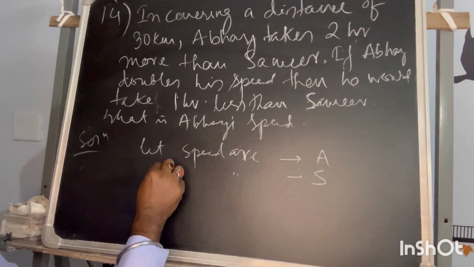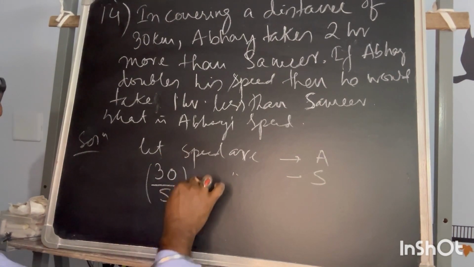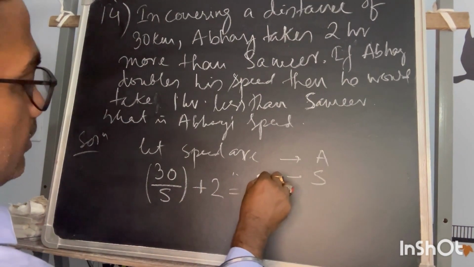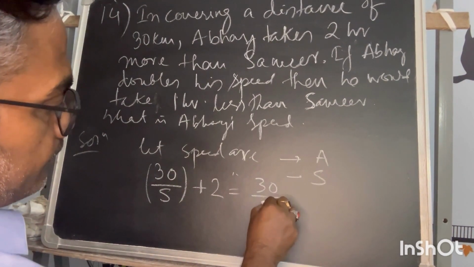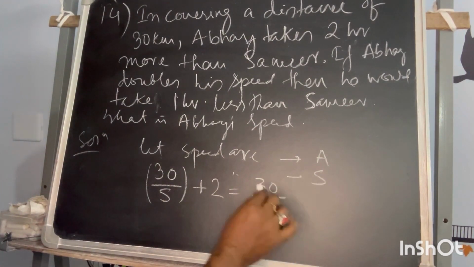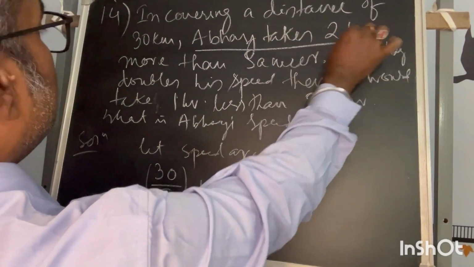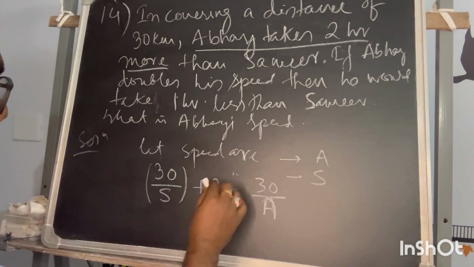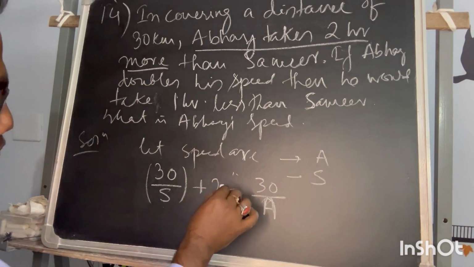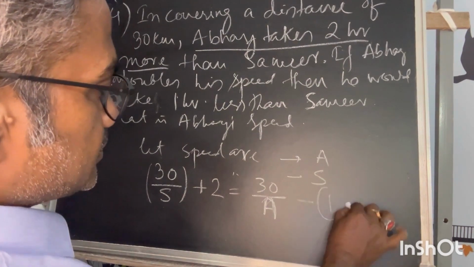So the distance is 30. If I divide by Samir's speed, this is Samir's time. Plus 2 hours if I add, I will get Abhay's time, which is 30 upon Abhay's speed. Abhay takes 2 hours more, so if I add 2 to the time of Samir, I will get Abhay's time. That's for sure. So this is your first equation.